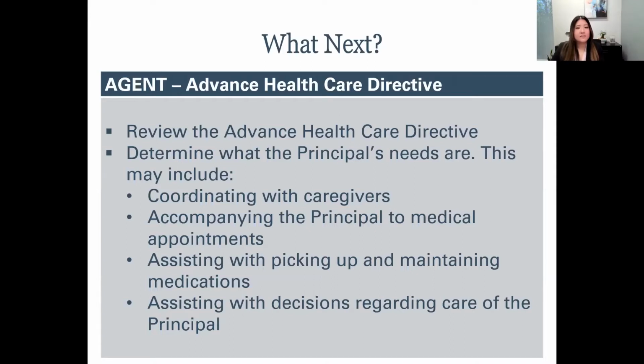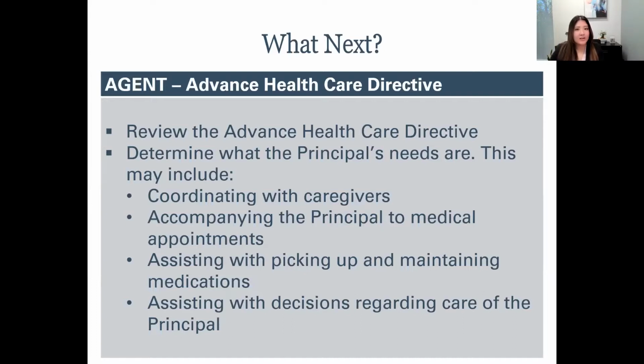And similar to the financial power of attorney, you're going to want to determine what the principal's needs are. So this could include coordinating with caregivers about what care is needed and providing them with any of the medication or any other medical information that they may need. You may also need to accompany and coordinate medical appointments for the principal.